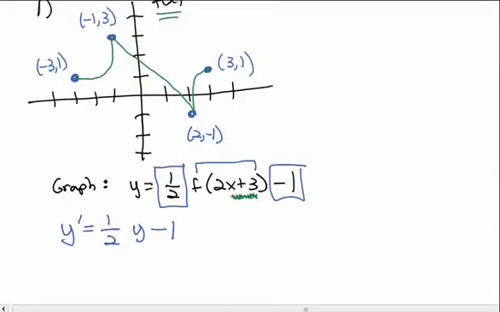The inside stuff is going to affect the x coordinate. And remember, this one we're going to have to solve. x equals 2x prime plus 3. So when we solve, we subtract 3 from both sides and divide by 2 to get the new x prime, the new x coordinate.